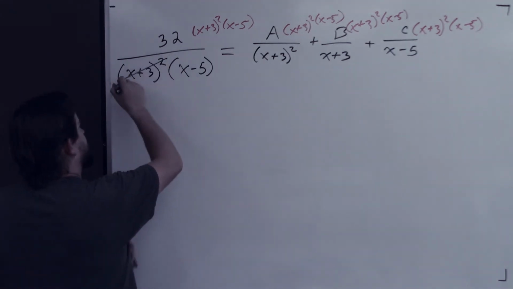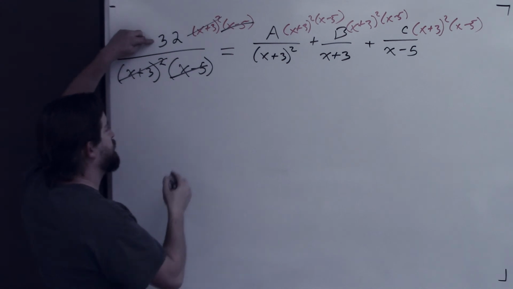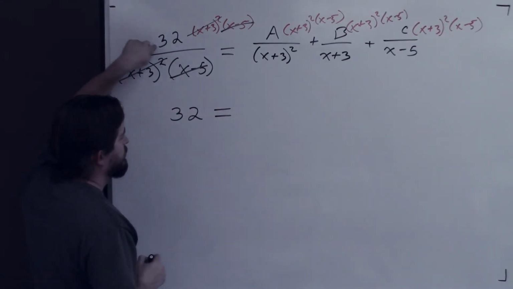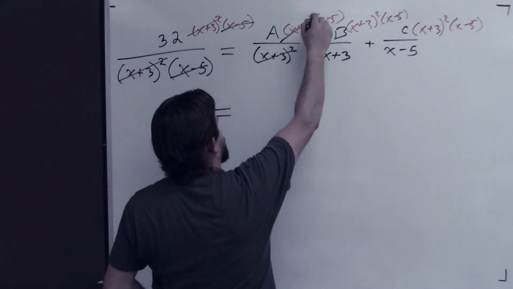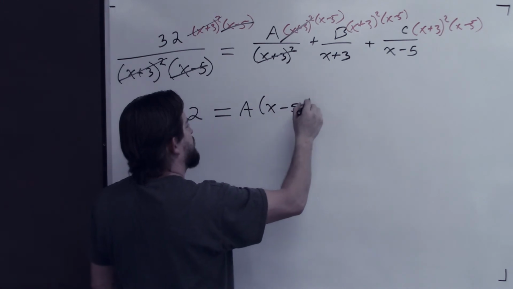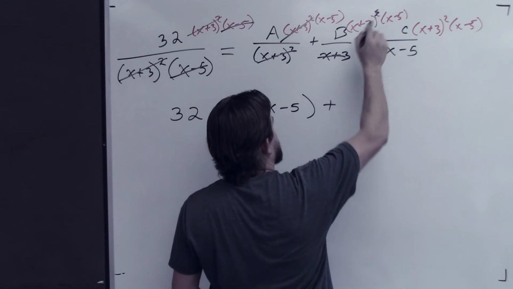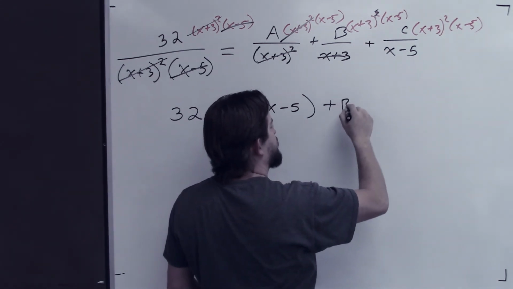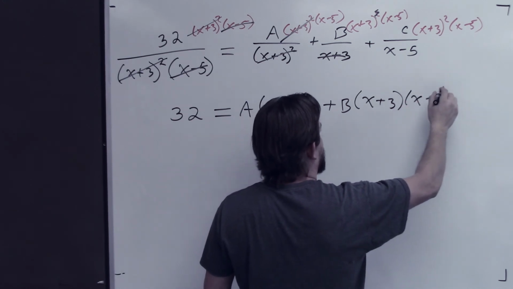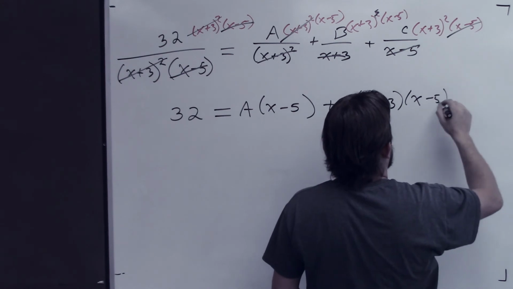And it does here. x plus 3 squared cancels the x plus 3 squared, x minus 5 cancels x minus 5, and I'm left with a 32 on the left. On the right, x plus 3 squared cancels with x plus 3 squared, but I'm left with a multiplied by x minus 5. x plus 3 cancels with one of the x plus 3's, but leaves the other one, so I have this b multiplied by x plus 3 multiplied by x minus 5. And then the x minus 5 cancels here, leaving me with c.